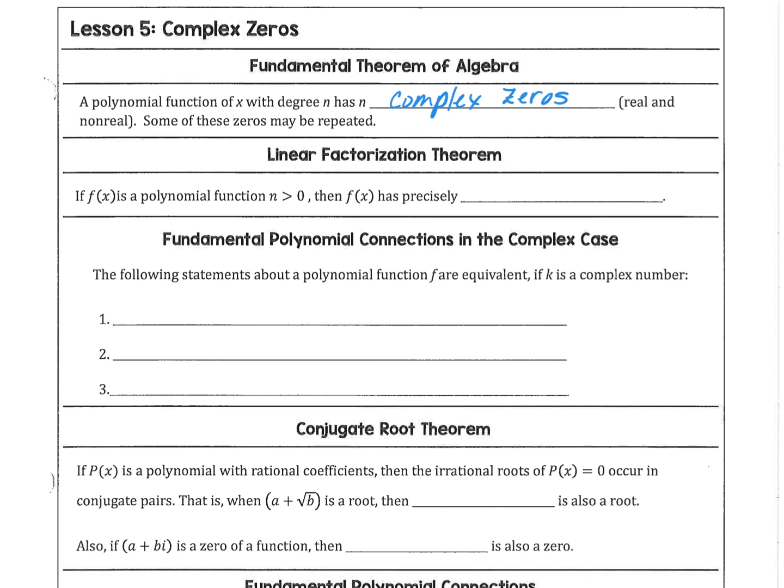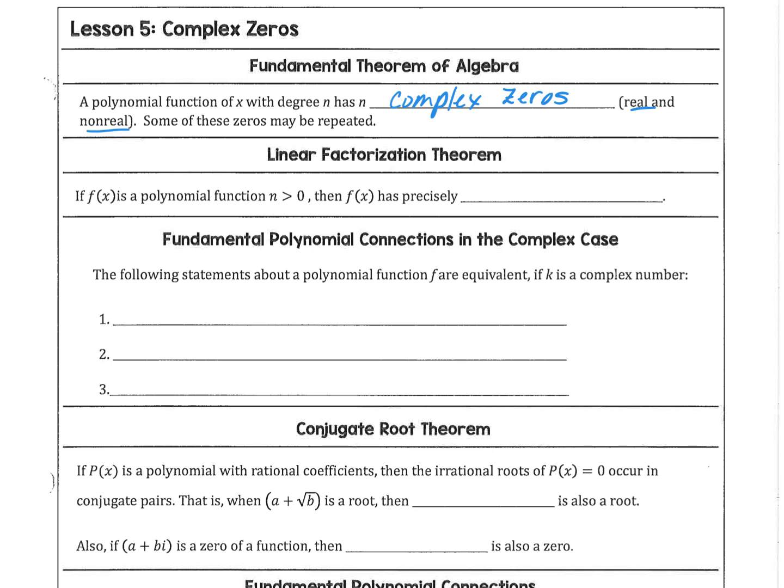Because remember, complex zeros are both real and non-real. Okay, remember the complex numbers are the biggest group of numbers that we have. Underneath the complex, we have real, we have imaginary. Together, they form the complex. And then under real, we have all the other kinds we know about.